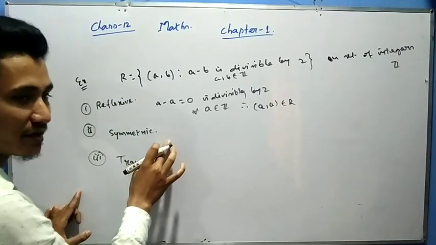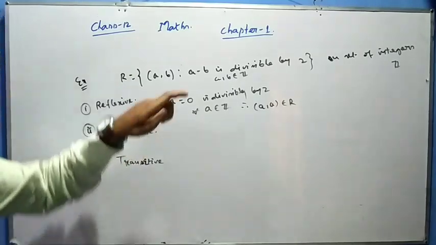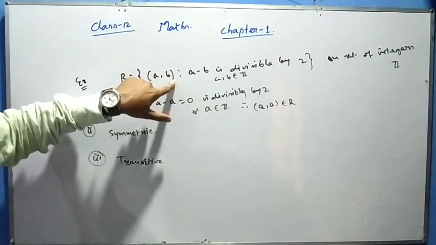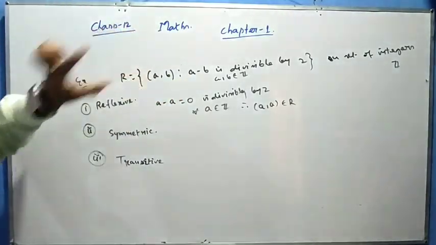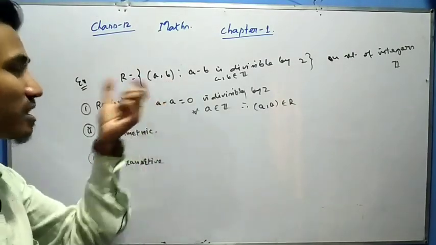Next type, symmetric. What do you mean by symmetric? It means that if the ordered pair A comma B is there in the relation, then its reverse must be there. Means its reverse must be there, okay?